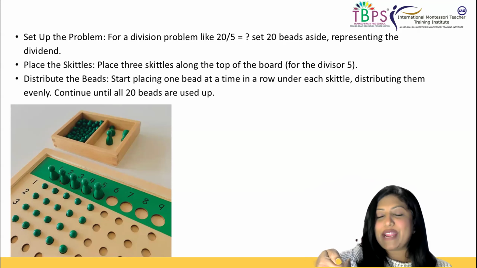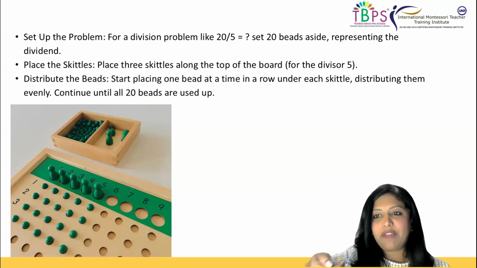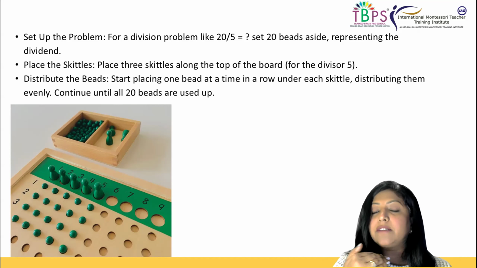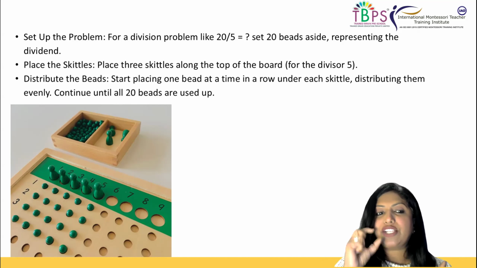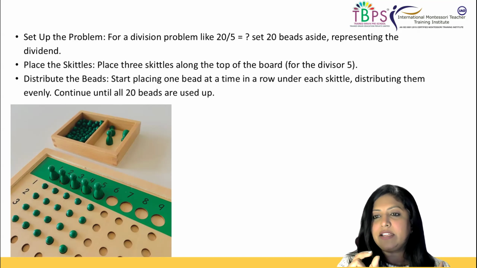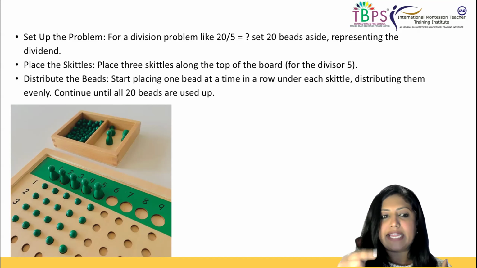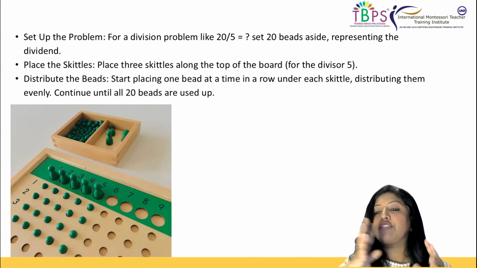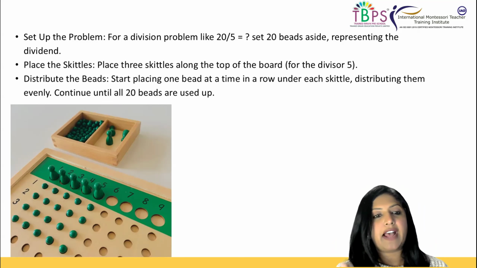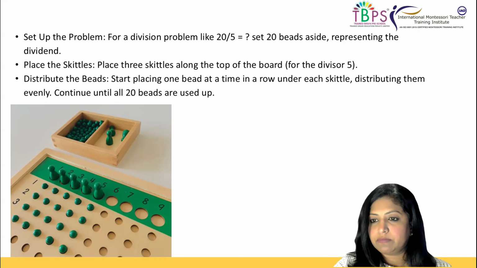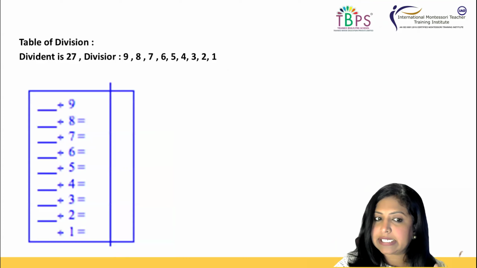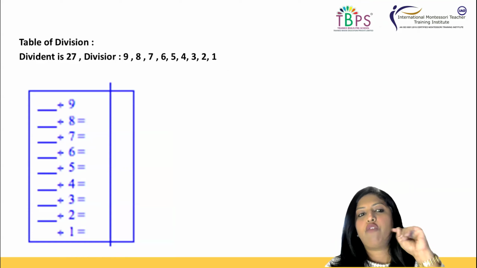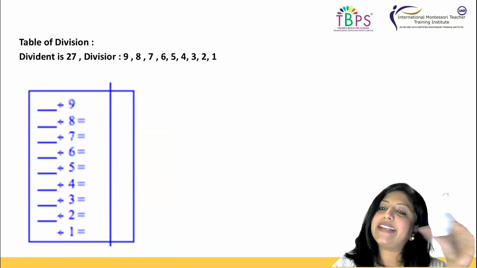Do I have any more beads to distribute? I don't. So that means I'm done with it. Now what's my answer? My answer becomes my quotient. How much did each skittle get? Now see the vertical line. 1, 2, 3, 4. Each skittle got 4 beads. So the answer of 20 divided by 5 is 4. Correct? Yes.